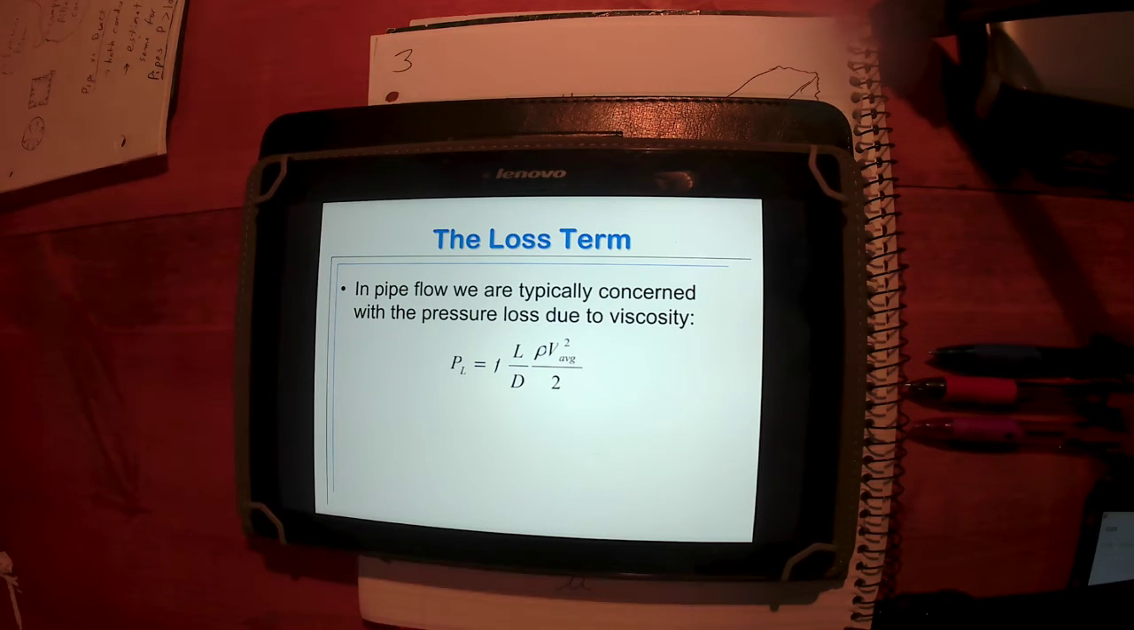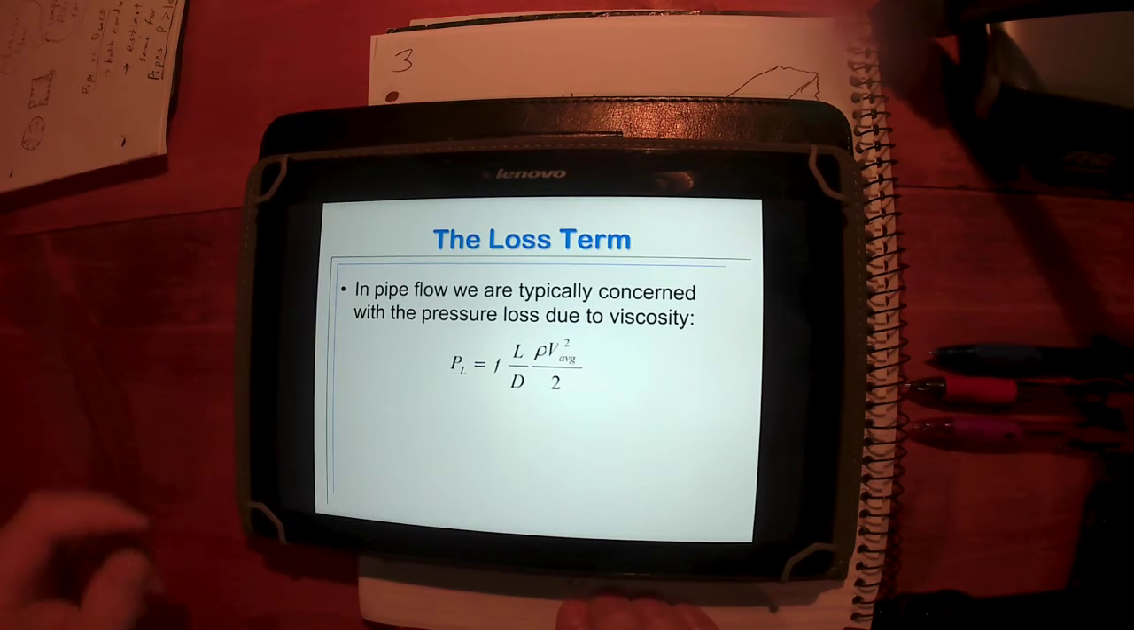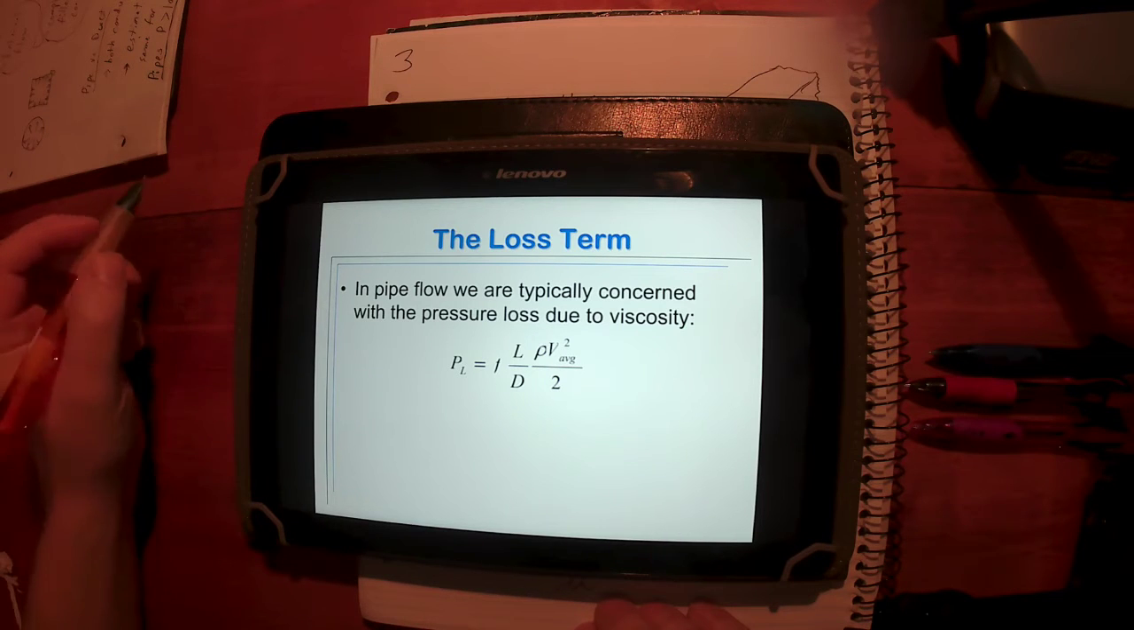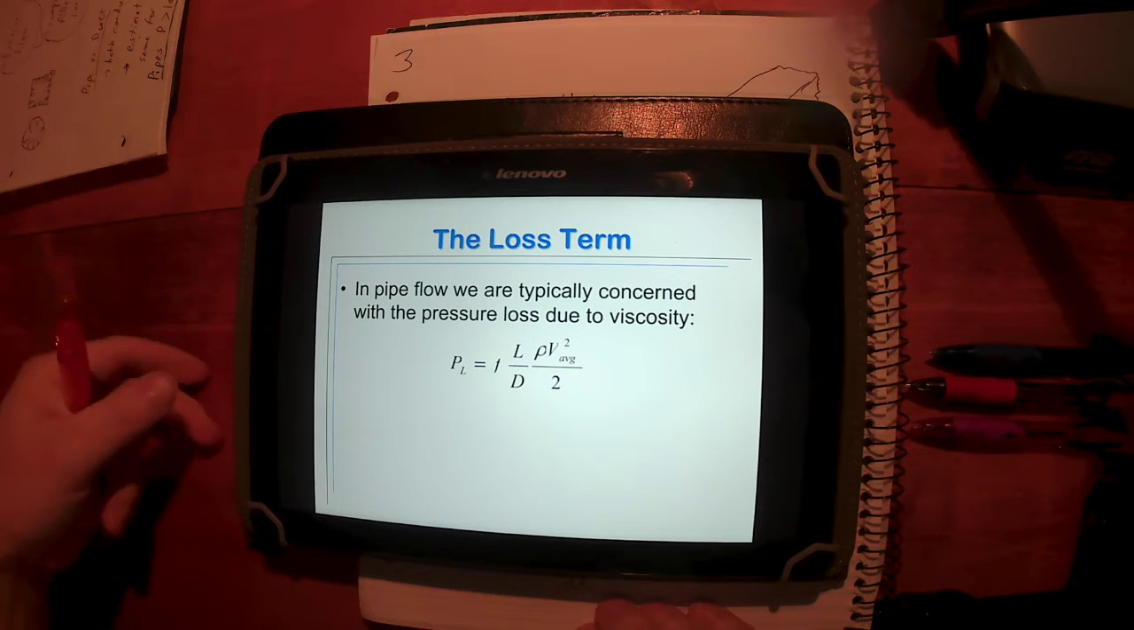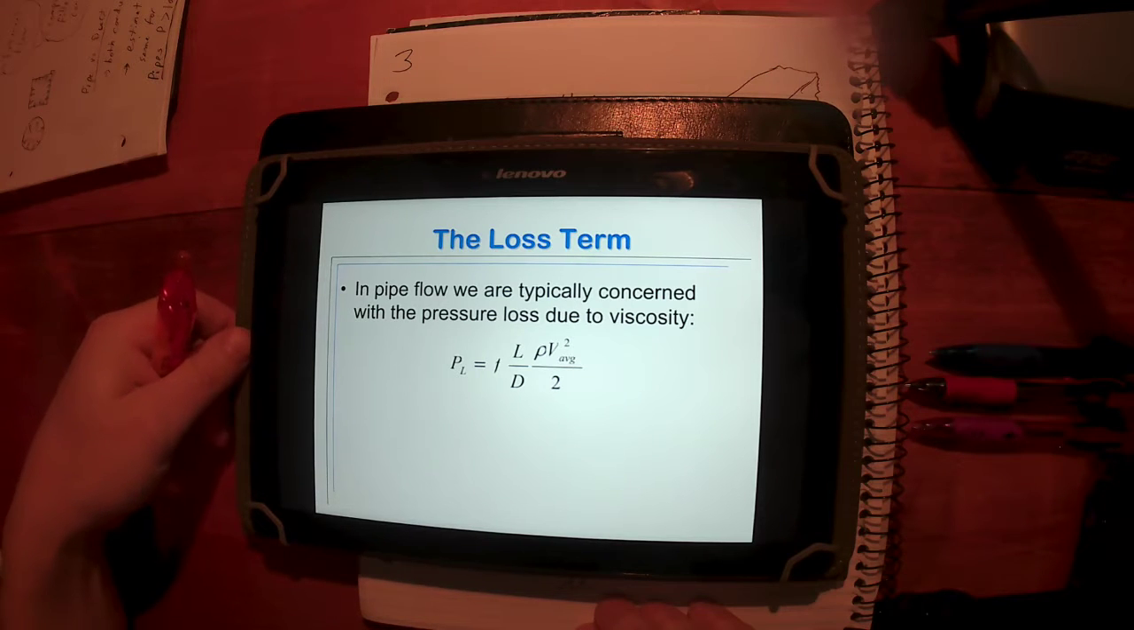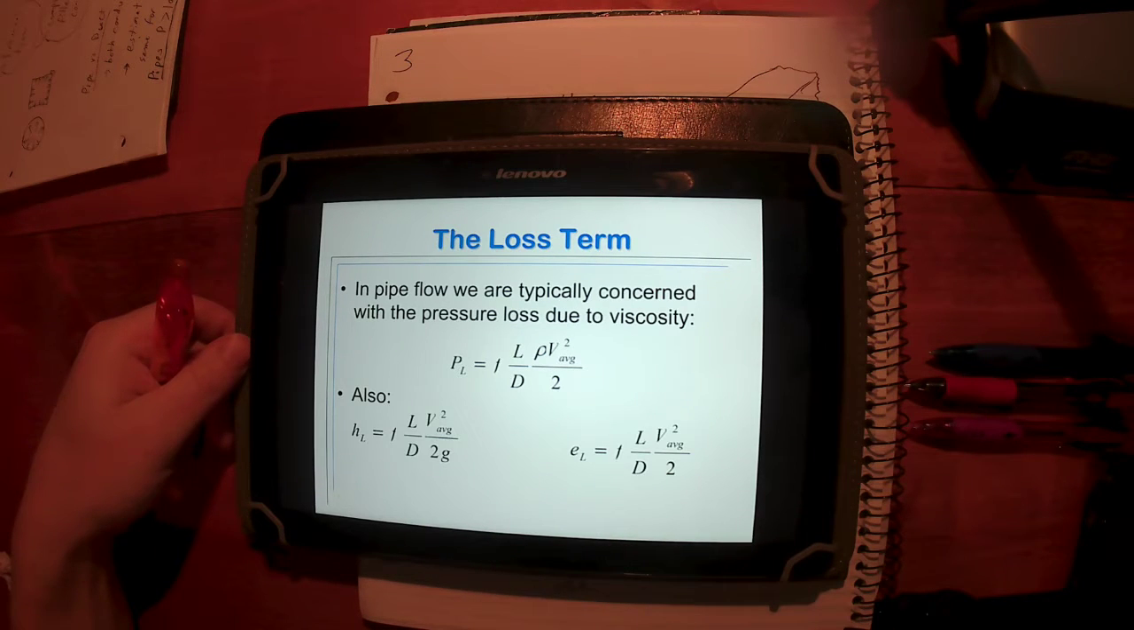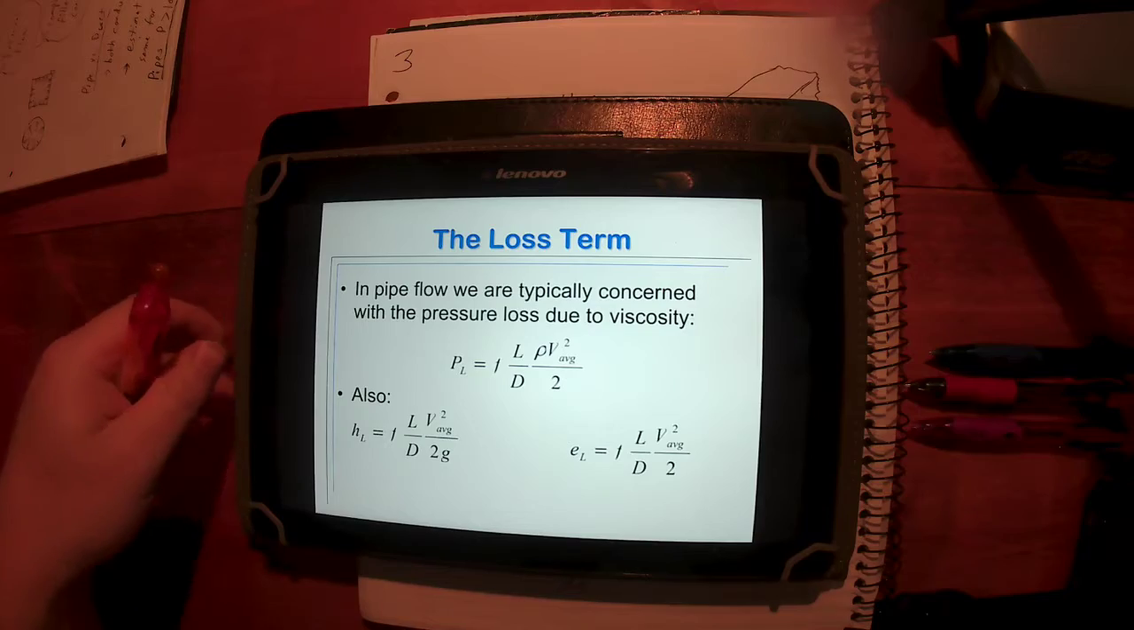So let's pick back up right there. I've tried to organize a little bit in between videos here. So, again, we're typically concerned about this quantity called the pressure loss due to viscosity, but we might also be interested in the energy loss, or what we call the head loss.